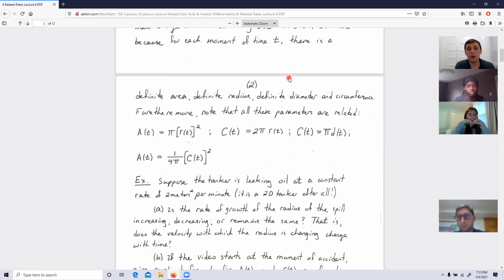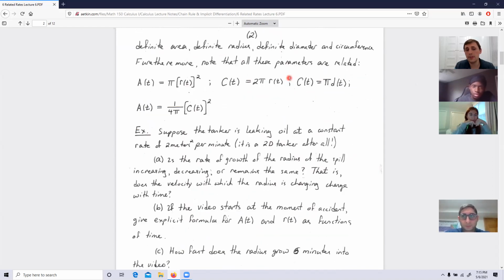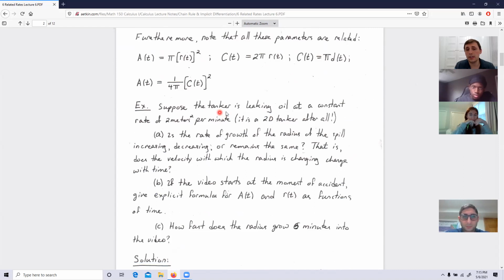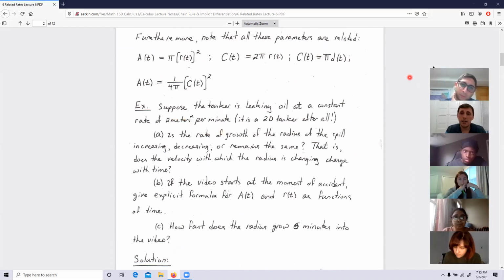Now, guys, you are going to try to help me see if you have an intuition for this type of thing. Here is now the tanker question. Suppose the tanker is leaking oil at a rate of 2 meters squared per minute. I would like you to tell me first intuitively, guys, the radius. The radius is growing. Nobody doubts it, right? Leaking, so the stain is getting larger, the radius is growing.